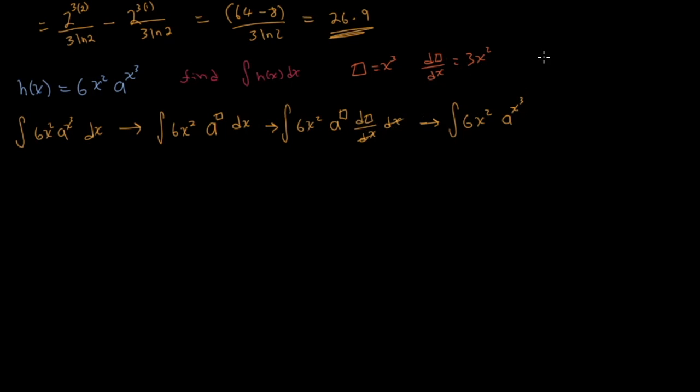Now, as you can see here, we already have 6x squared here. So if we want this to be multiplied by 3x squared, what do we have to multiply this term by so that this right here will equal 3x squared? Well, the answer is 1 over 2. So if you multiply 6x squared times 1 over 2, you get this here. And then dx. So we're almost there.